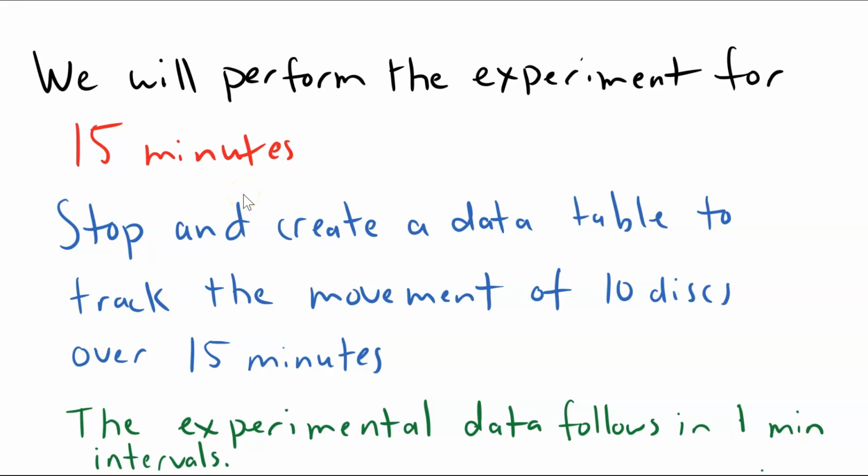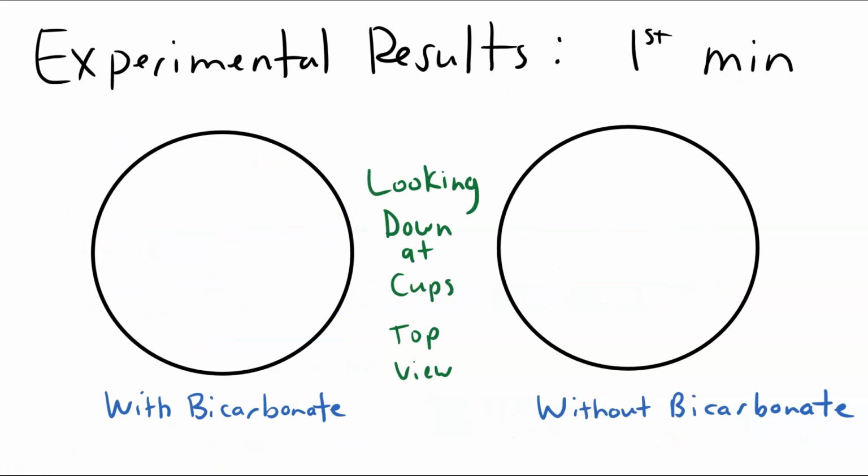So we'll perform this experiment for 15 minutes. I'd like for you to stop and create your own data table to track the movement of 10 discs over 15 minutes. The experimental data that follows is in 1-minute intervals. For experiment 1, this proof of principle lab, you could also say that we're studying CO2 in photosynthesis. This is the result that you get in the first minute.